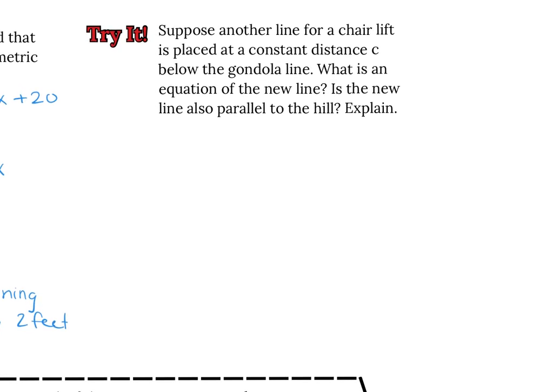So we would have y equals mx minus c. And if I want to take that a step farther and put it in comparison to our gondola line, we would have our slope of 1/2 still, x plus the 20 minus the c that we're taking away for that constant distance. Then it also asks if the line will be parallel to the hill. Yes, it will be parallel because it has the same slope as the hill.